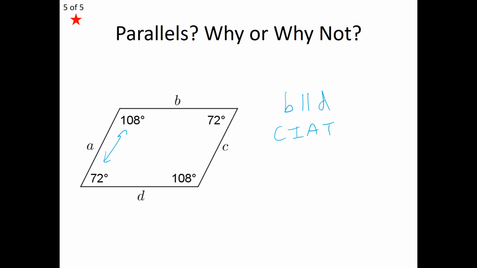But at the same time, take a look at this other pair of angles. Those are also consecutive interior angles, but with a different transversal. B would then be the transversal, cutting through A and C. So at the same time, I could also call A and C parallel because those two angles are also supplementary. And so again, by the CIAT, I would know that I have parallel sides as well. And you're going to see a couple examples like this on the worksheet.